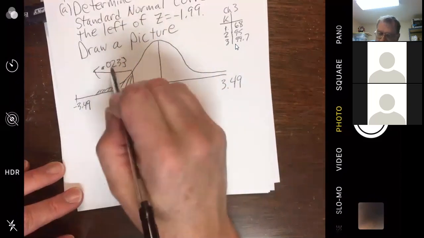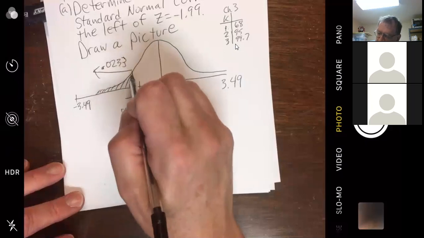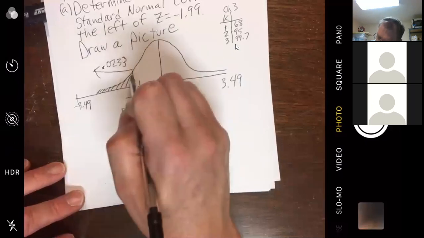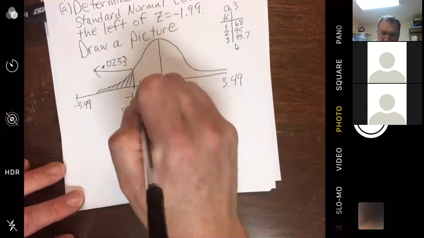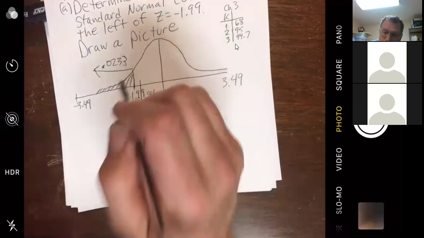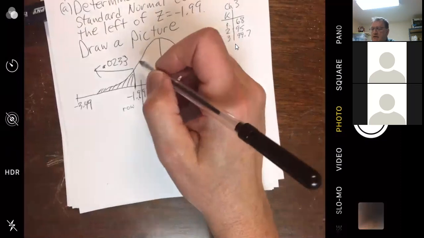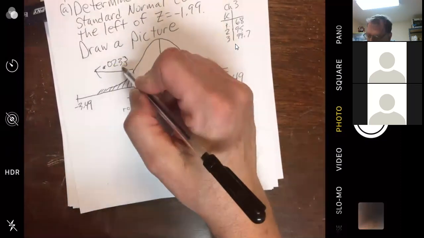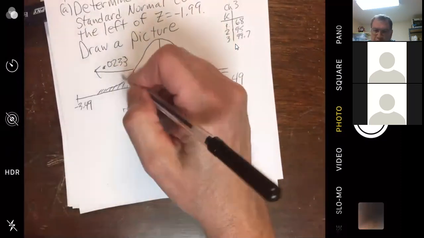You've got 2.33% of the data left or below this many standard deviations. The other interpretation, close your eyes, and there's a 2.33% chance that you'll pull a number from this interval.